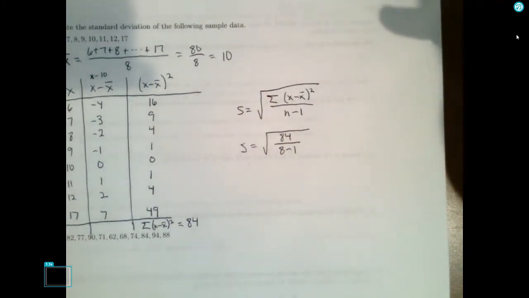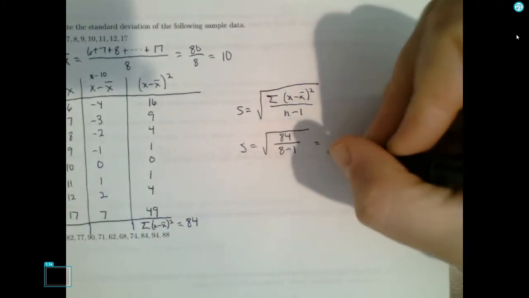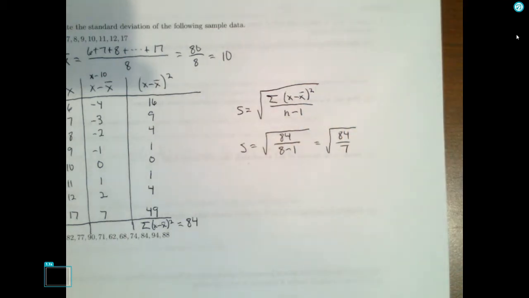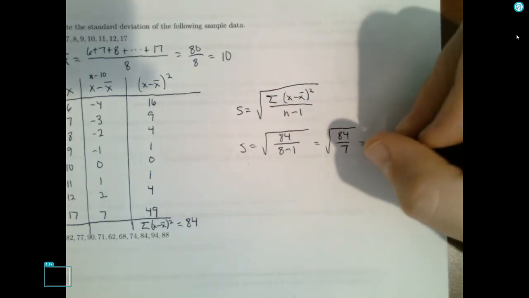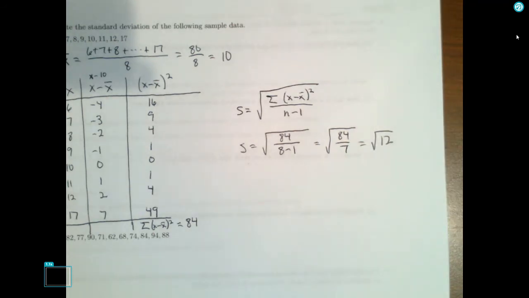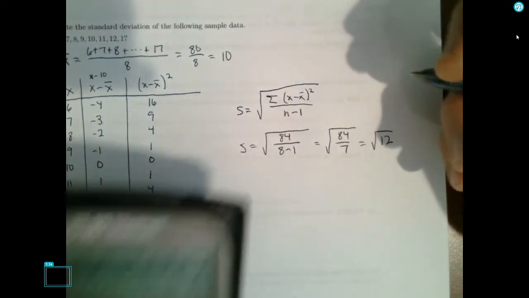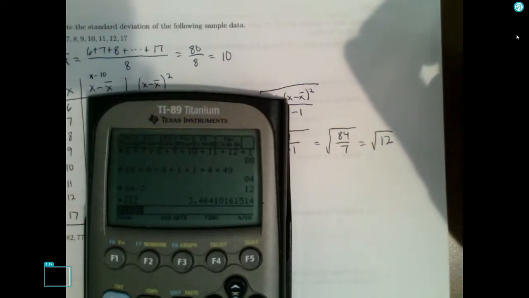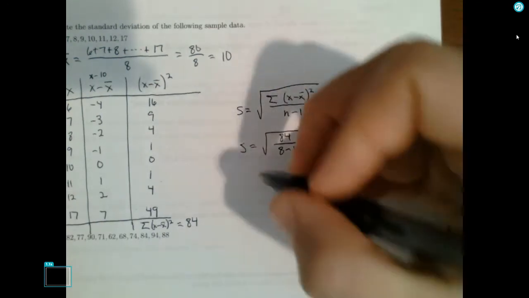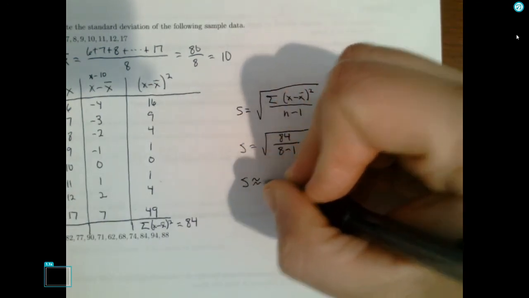Okay? So in other words, that's the square root of 84 over 7. Or in other words, 84 over 7 is 12. So this is the square root of 12. So then if you plug that into your calculator, square root of 12 is about 3.464101, blah, blah, blah. So if we round to one decimal place, it's about 3.5. So we'd say s is about 3.5.